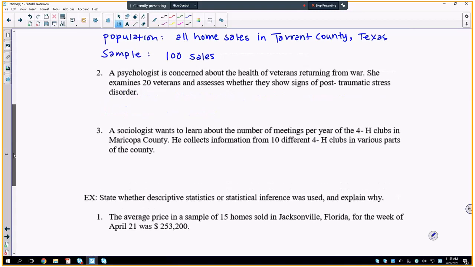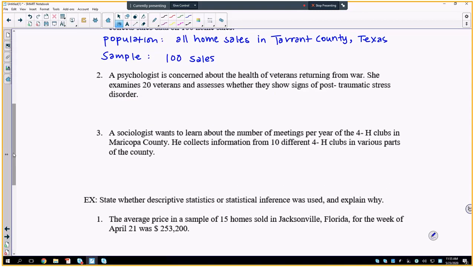All right, what about this one: a psychologist is concerned about the health of veterans returning from war. She examines 20 veterans and assesses whether they show signs of post-traumatic stress disorder. So in this case, the population that she's interested in is all veterans returning from war, and the sample is just the 20 veterans that she collected data about.